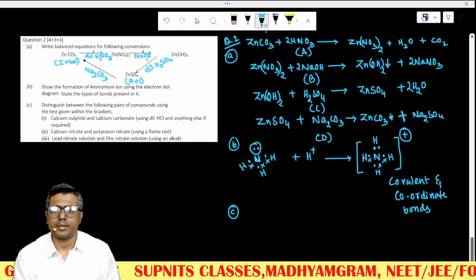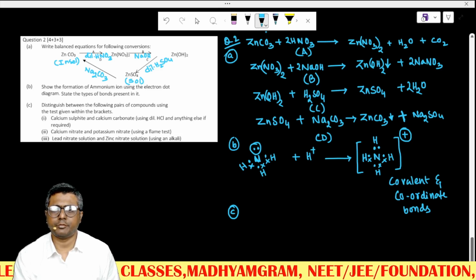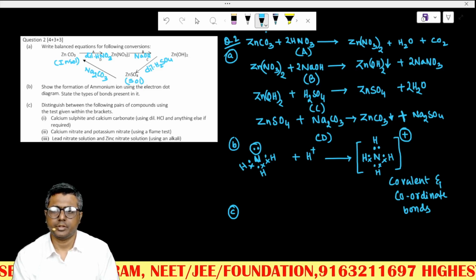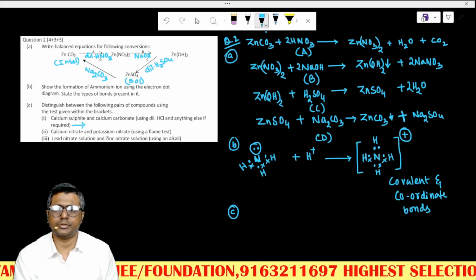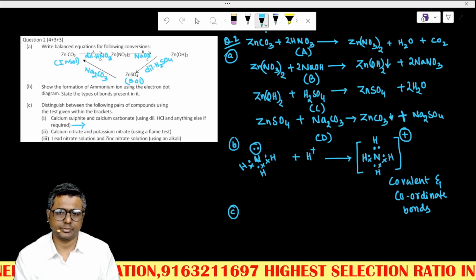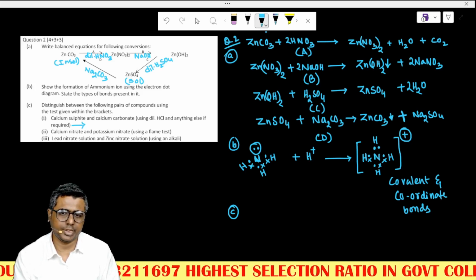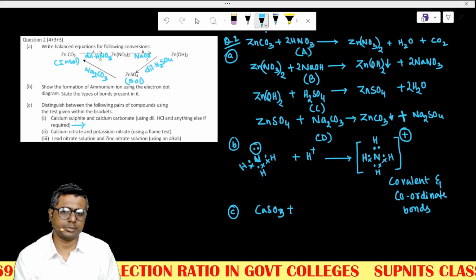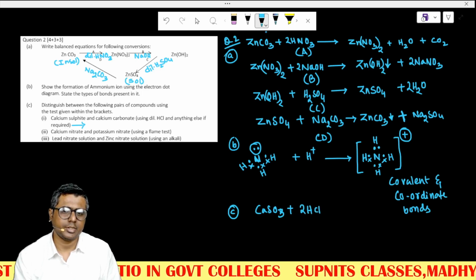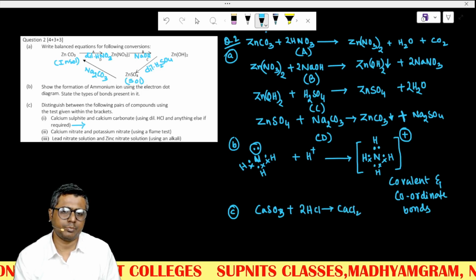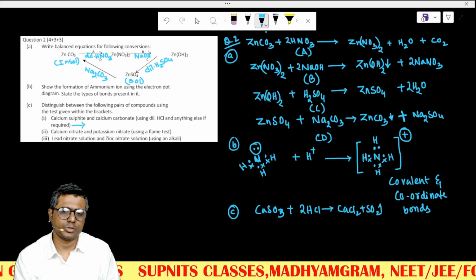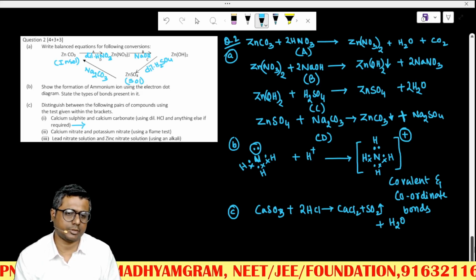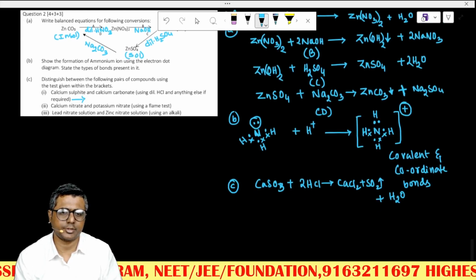Okay. C. Distinguish between the pairs of the following compounds using the test given in the bracket. Okay, very good. So calcium sulfite when it reacts with HCl gives sulfur dioxide. So in case of calcium sulfite, you need to give the reaction. Calcium sulfite plus HCl gives CaCl2 plus SO2 plus water. In case of tests, you need to give the reaction if the test has reactions.